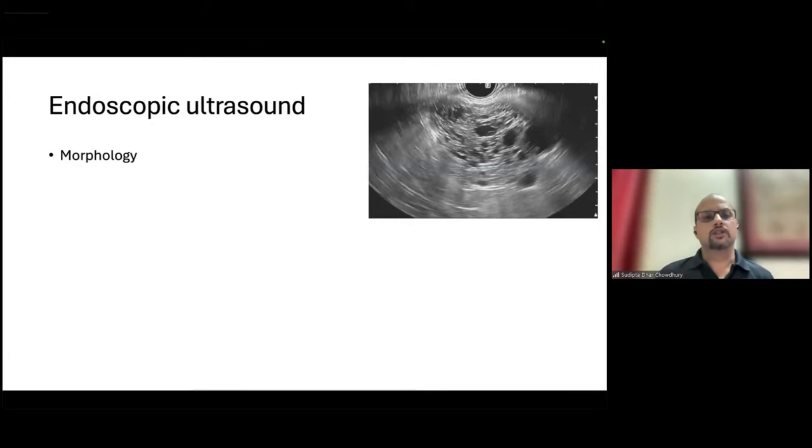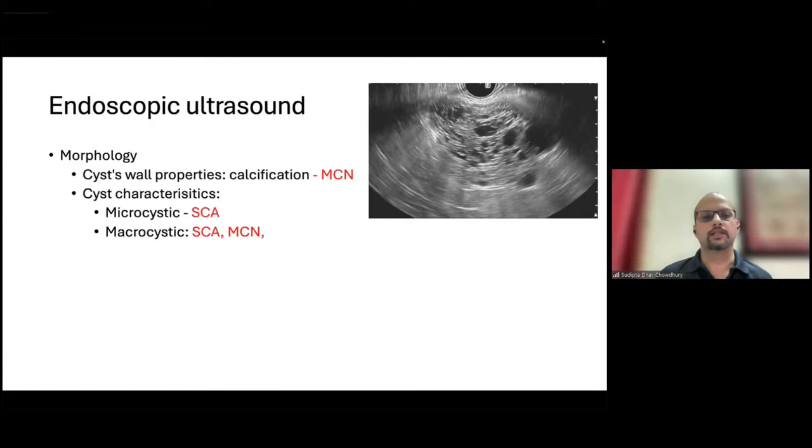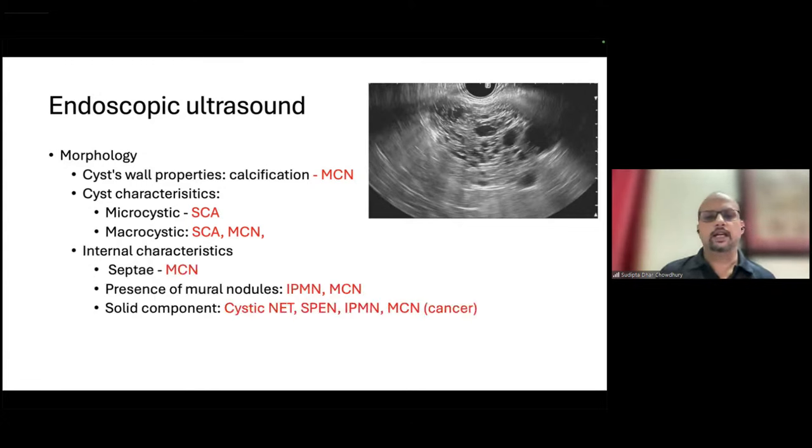So, how does morphology help us? If you look at the cyst wall properties and see calcification in the wall, then more likely you're dealing with a mucinous cystic neoplasm. With cyst characteristics, serous cystadenomas have a microcystic or macrocystic pattern, but mucinous cystic neoplasms are usually oligocystic or have large cysts. If you look at the internal characteristics, we can look at the septa. With thickened septa there's a high risk for neoplasm, and you can consider mucinous cystic neoplasm.